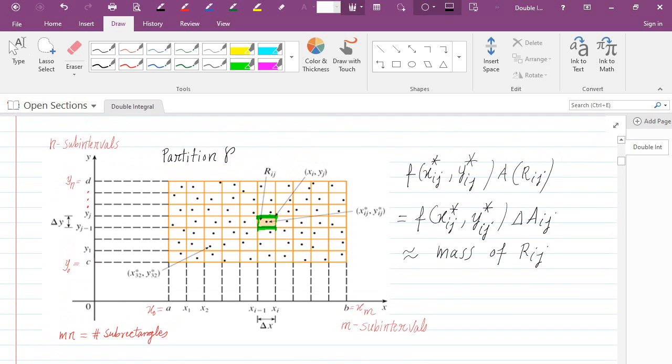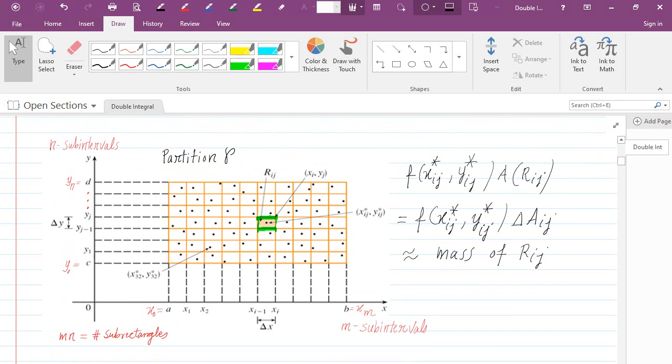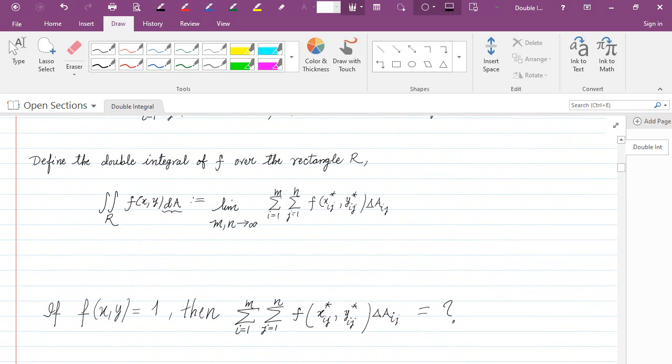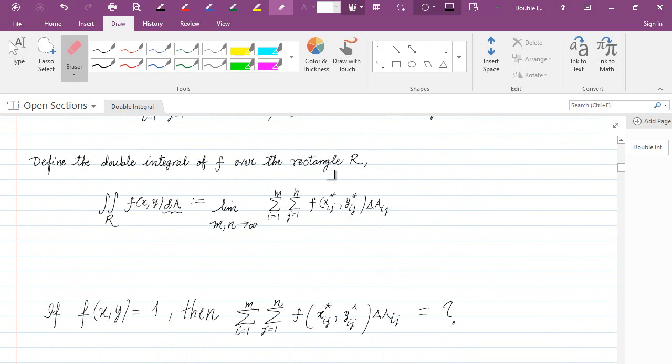Notice that our approximation is going to get better and better if these pieces are tinier and tinier. The tinier the pieces are, the better our approximation is. So then it makes sense that we define the actual mass of R to be the limit as m, n go to infinity of this Riemann sum. And this limit is the definition of the double integral of the function f over the rectangle R.